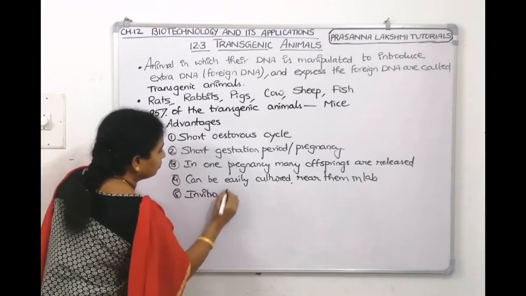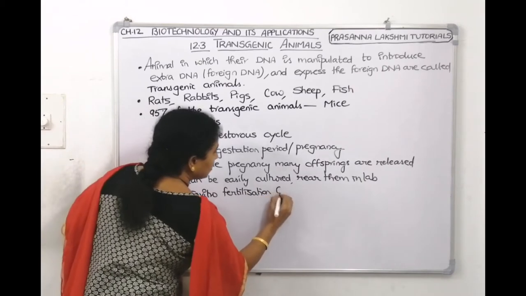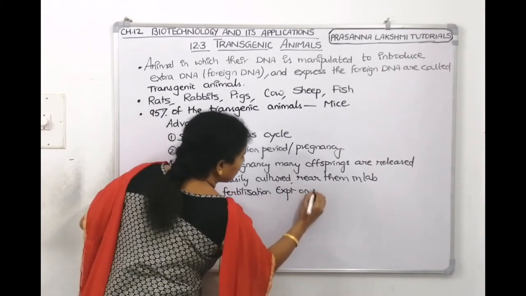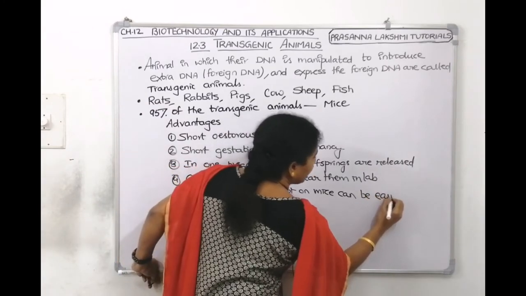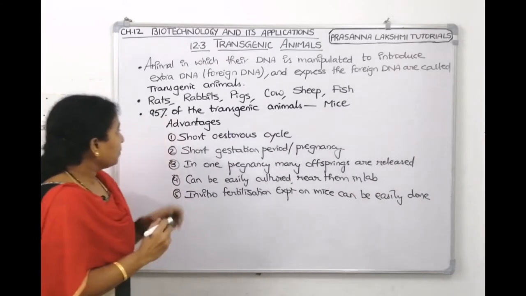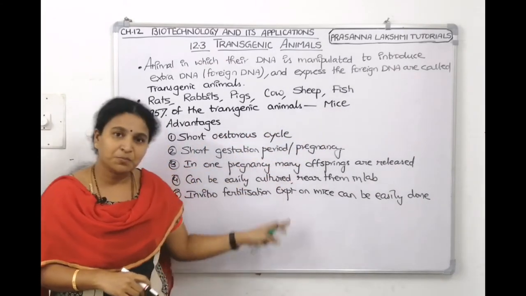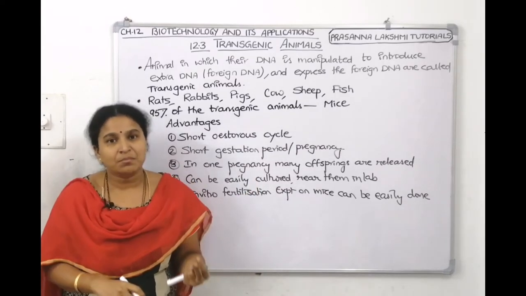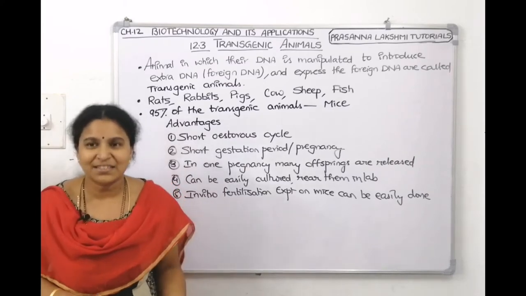In vitro fertilization experiments on mice can be easily done. So NCERT says that 95% of the transgenic animals are mice. I have given the explanation also of why mice become the experimental animal in the majority of cases.